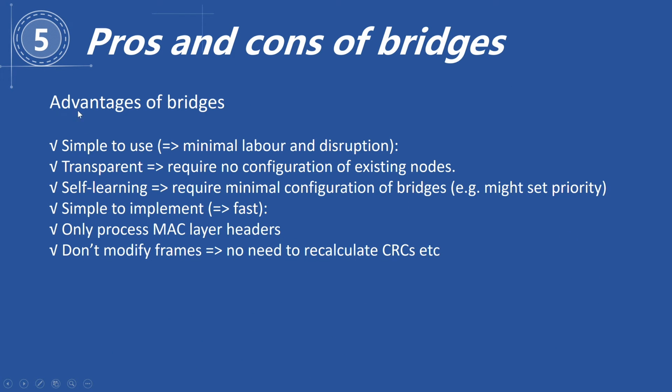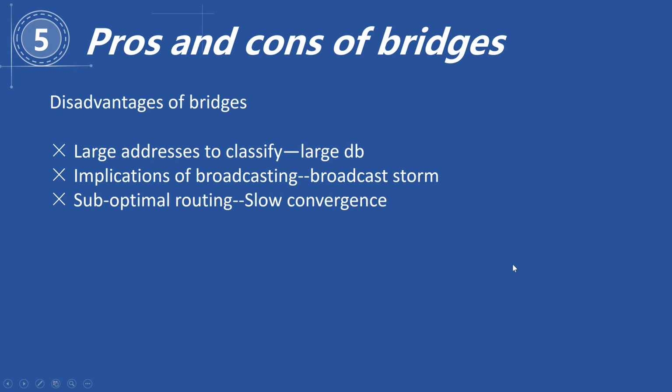So there are several advantages of bridging. It's simple to use and transparent, and self-learning requires minimal or no configuration. It's simple to implement and fast, since it only processes link layer headers. Even though the bridge communicates with others using the link layer address, it doesn't modify the frame, so there is no need to recalculate the CRC.